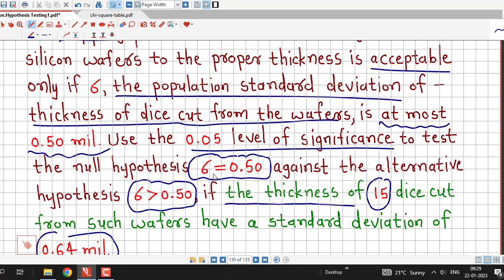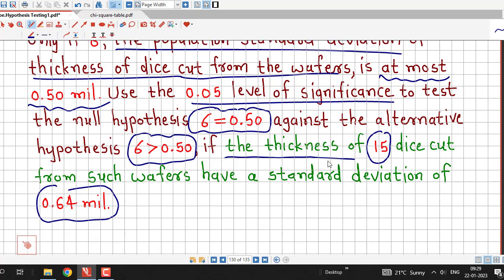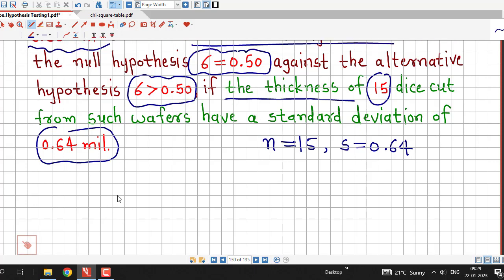To test this null hypothesis, they are considering this sample of size n equal to 15, which has sample standard deviation 0.64, and here they have already set null and alternative hypothesis. They consider null hypothesis as sigma equal to 0.50 and alternative hypothesis as sigma greater than 0.50. Level of significance is 0.05, and this 0.50 will be used as population standard deviation.